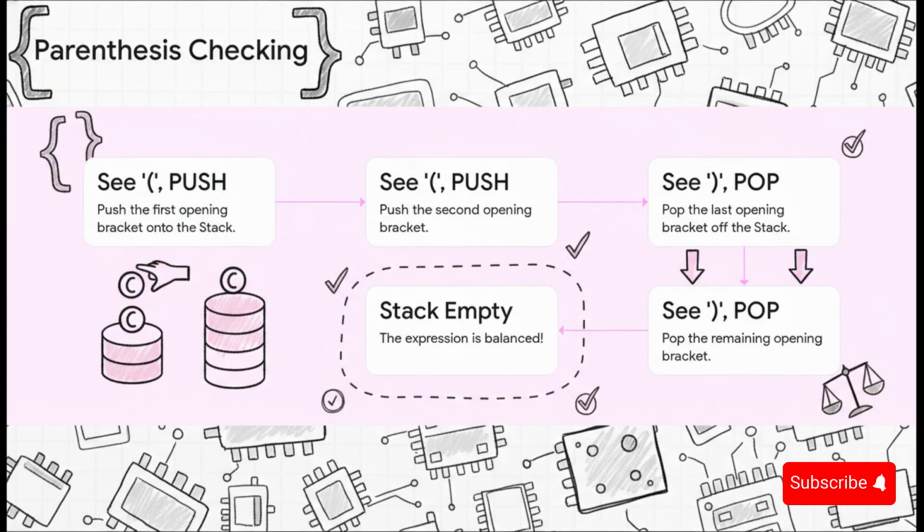As the computer reads the code, it sees an opening bracket and pushes it onto the stack. Then it sees another opening bracket and pushes that one on top. Now when it finally hits a closing bracket, it doesn't add anything. Instead, it pops, removes the last opening bracket it saw. It sees the final closing bracket and pops, removing the next one. At the very end, if the stack is totally empty, it means every single bracket had a partner. The code is balanced. Perfect.